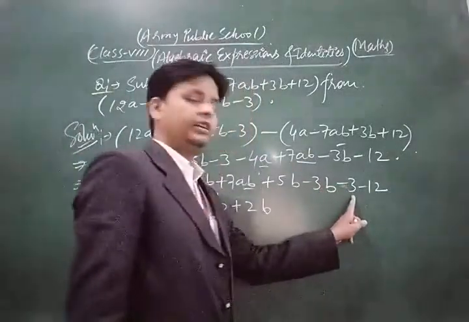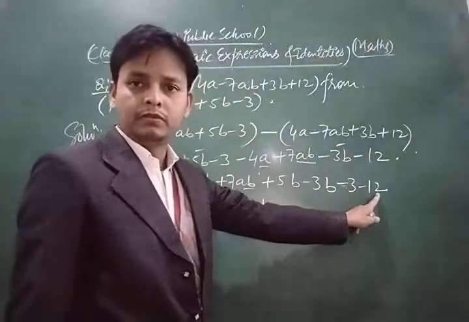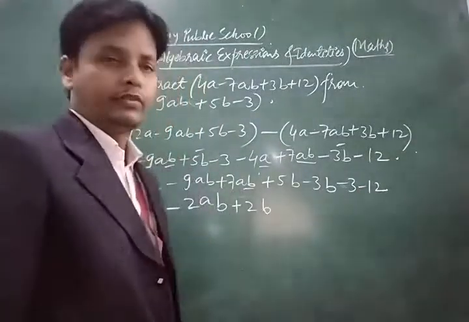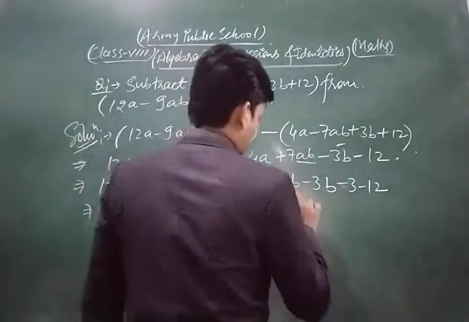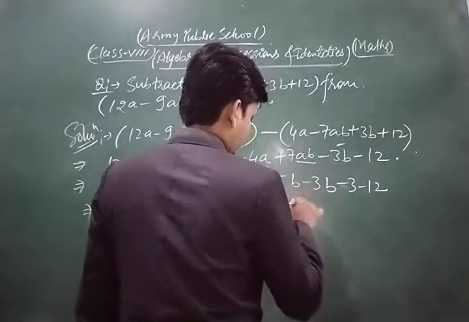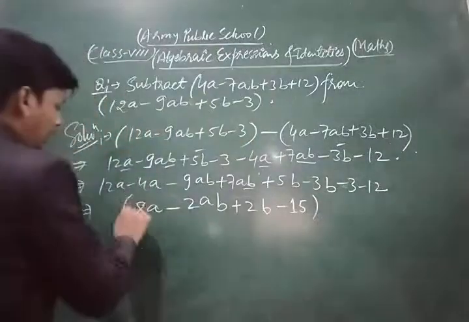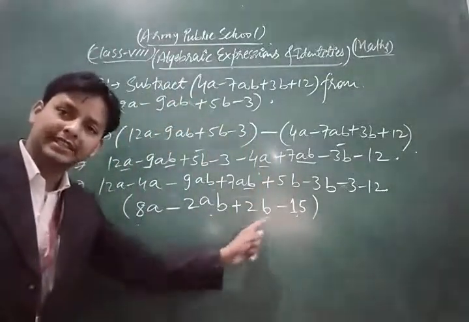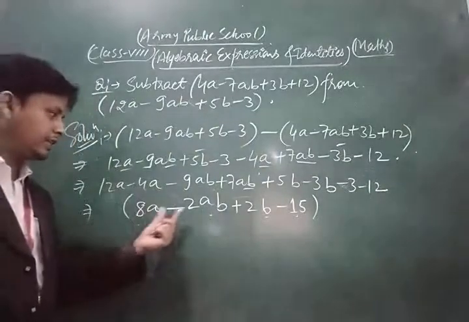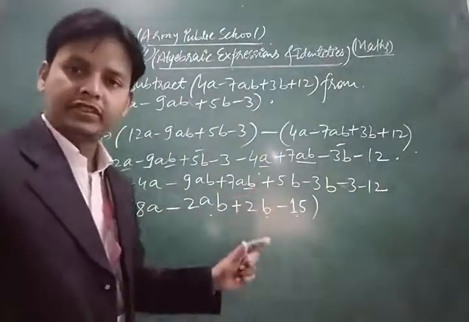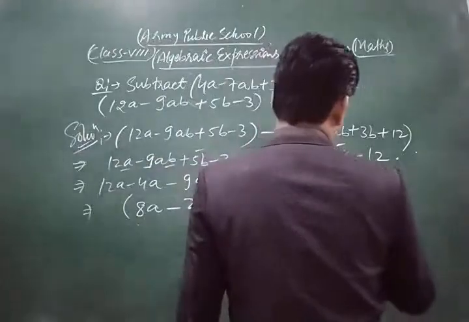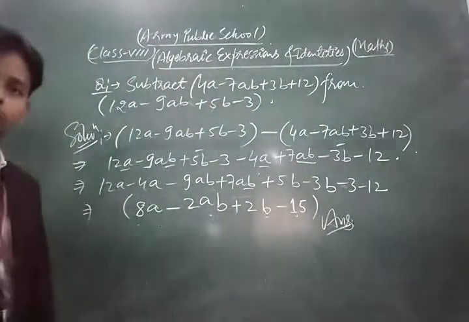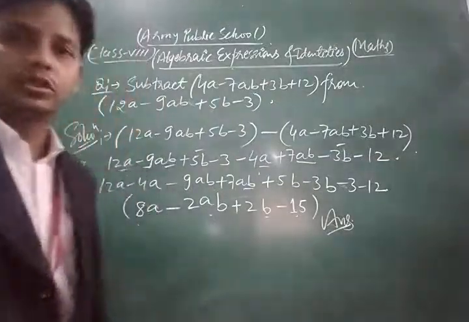Now this is minus 3 and this is minus 12, so minus 3 minus 12 is minus 15. Now look, all are unlike terms, so we never add or subtract these terms. So this is 8a minus 2ab plus 2b minus 15. This is the final answer of the question. In this way you can solve this type of question. Now we take and solve some other important questions based on this topic.